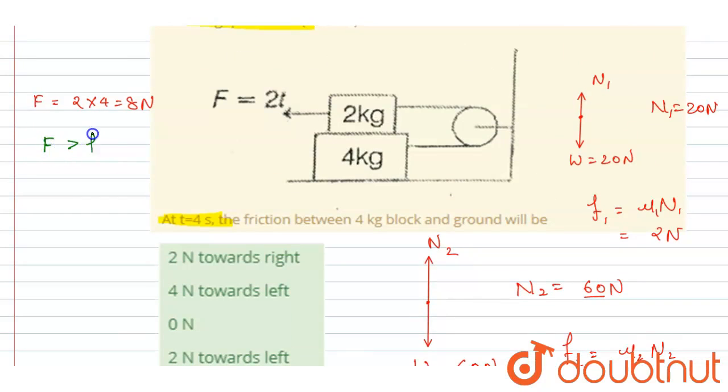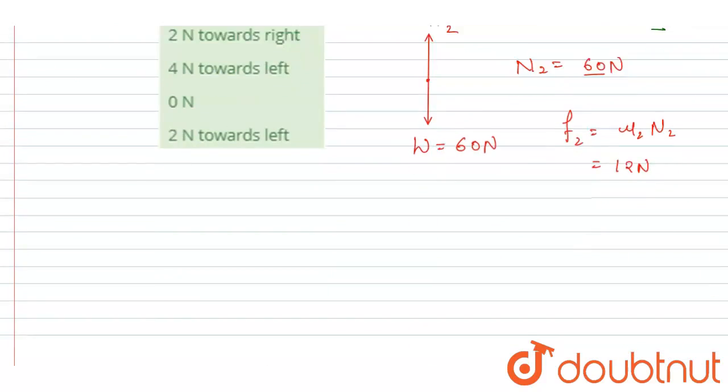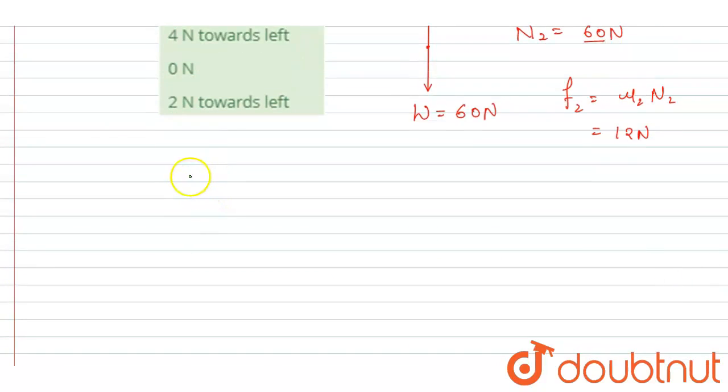Now here you can see the applied force is more than the limiting force at the surface 1. This is surface 1. And here the friction force is 2 Newton and the force is 8 Newton, right? Now if I take case 1, the system is at rest. There is no relative motion.